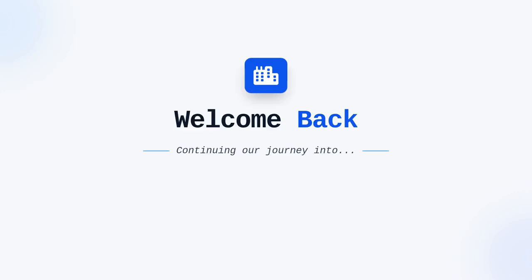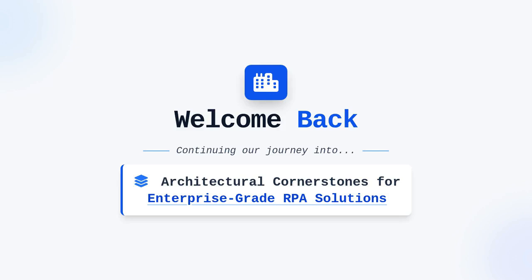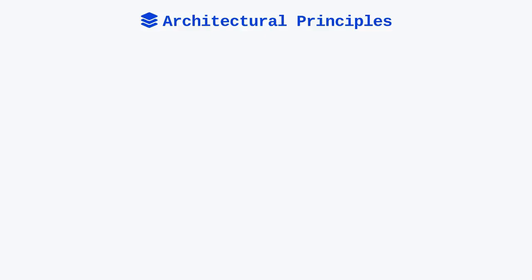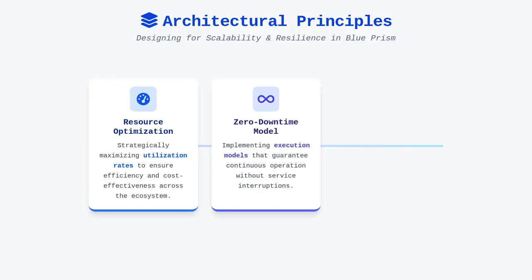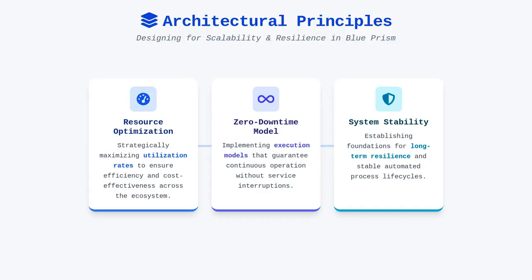Welcome back to the course, where we turn our attention toward the architectural cornerstones required for building enterprise-grade RPA solutions. In this chapter, we explore the architectural principles necessary for designing scalable and resilient automated processes within the Blue Prism ecosystem. We will focus on strategies to optimize resource utilization, ensure zero downtime execution models, and maintain long-term system stability.